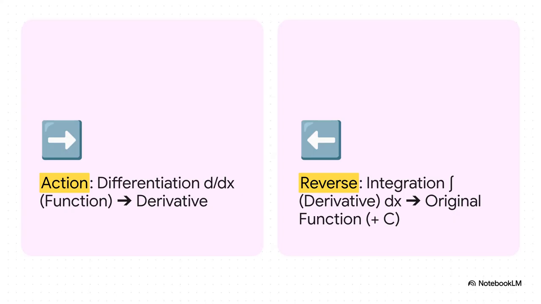So look at how this plays out. Over on the left, you start with a function. You differentiate it, and you get a derivative. Easy enough. Now, on the right, you take that exact same derivative, you integrate it, and you end up right back where you started. It's a perfect loop. And that plus C? Well, think about it. The derivative of any constant number, like 5 or -20 or a billion, is always 0. So when we go in reverse, that constant disappears. We have to add the C to remind ourselves that some constant could have been there.